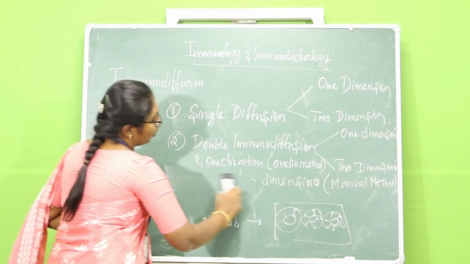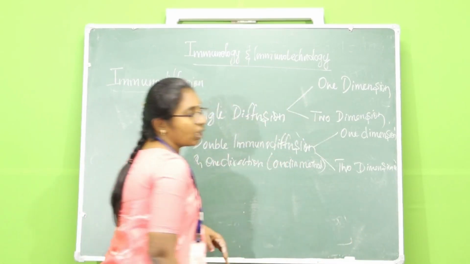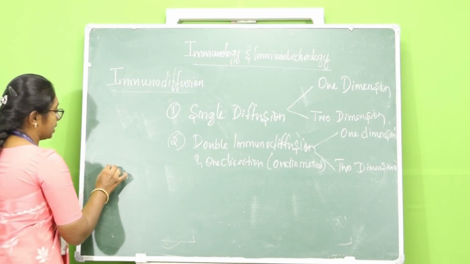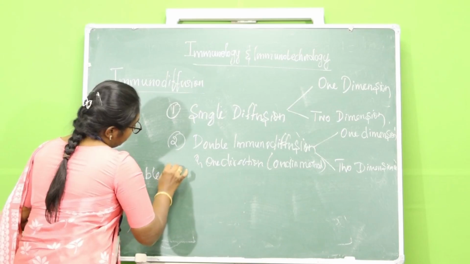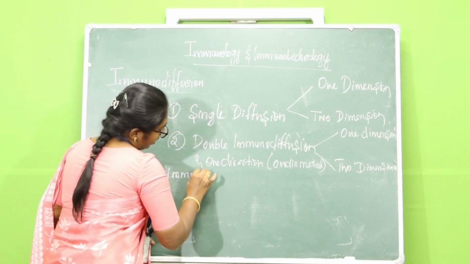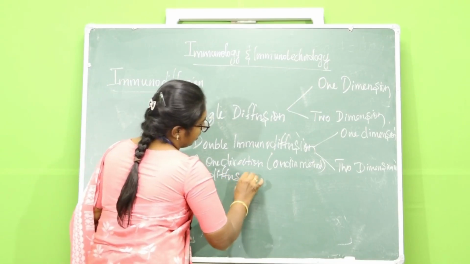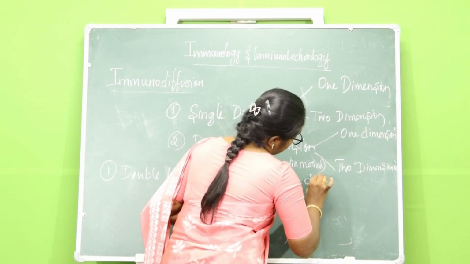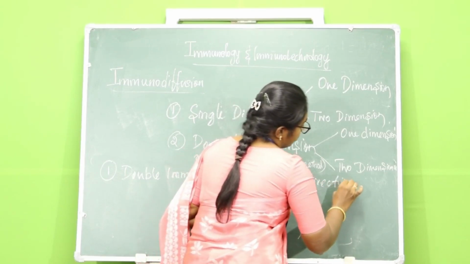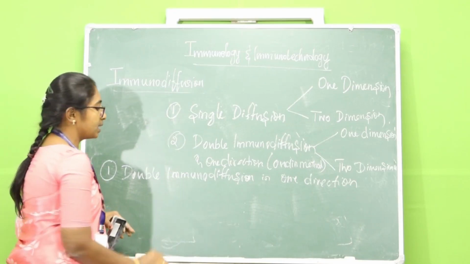So let me talk about double immunodiffusion in one direction. That method we call a variation of the Oakley-Fulthorpe method. So double immunodiffusion in one direction. This method is also called a variation of the Oakley-Fulthorpe method. What will happen in this method?